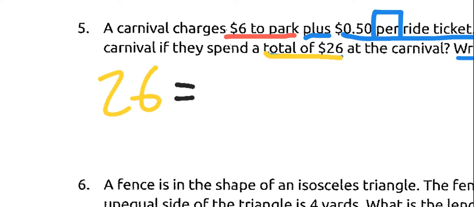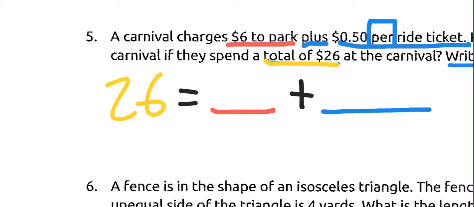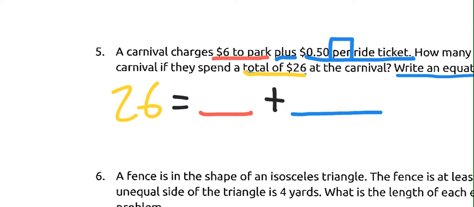The $6 to park, so that's going to most likely go right there. And it says plus 50 cents per ride? I want you guys to figure that out, because per means that we're going to have an x with it. x is going to represent how many tickets we have purchased.